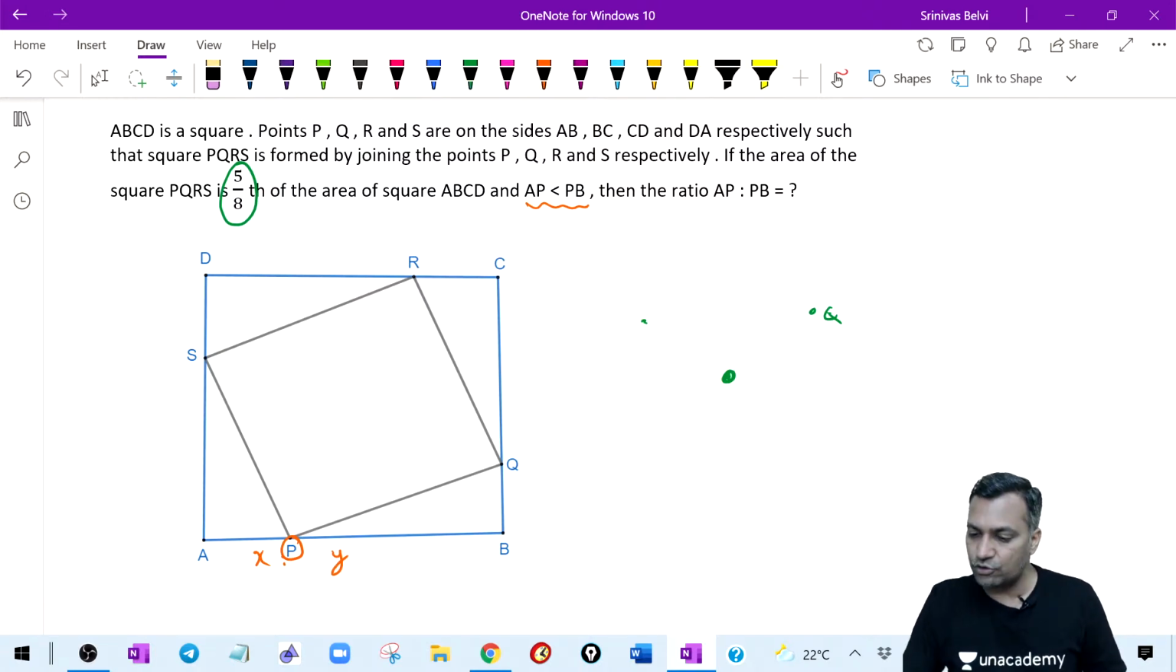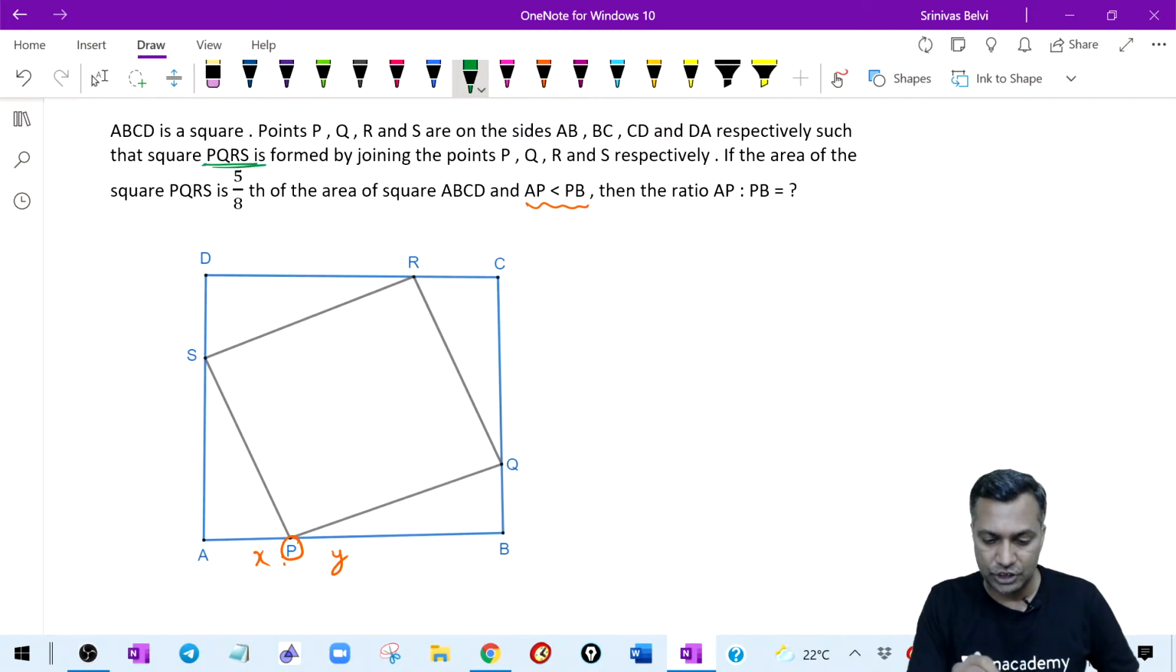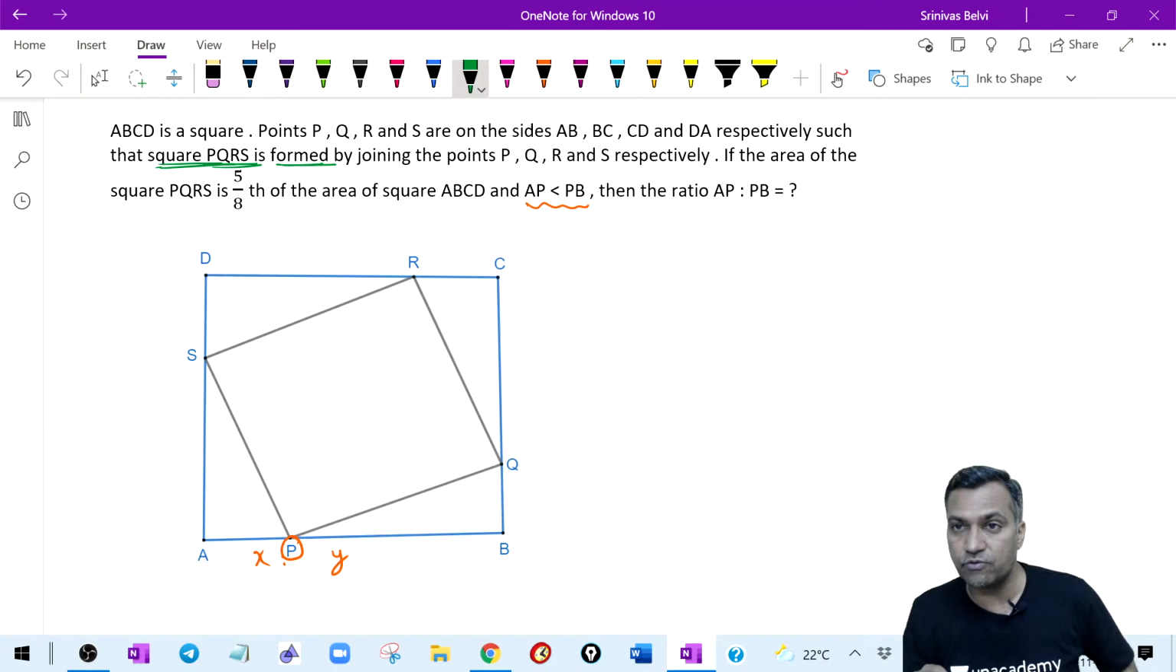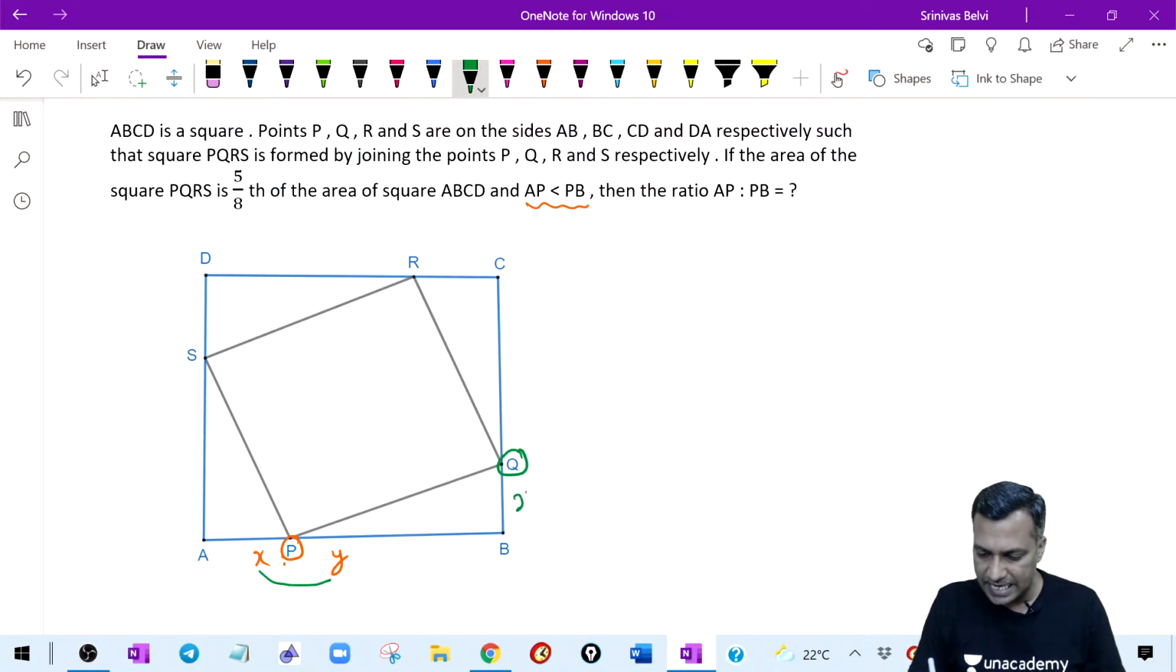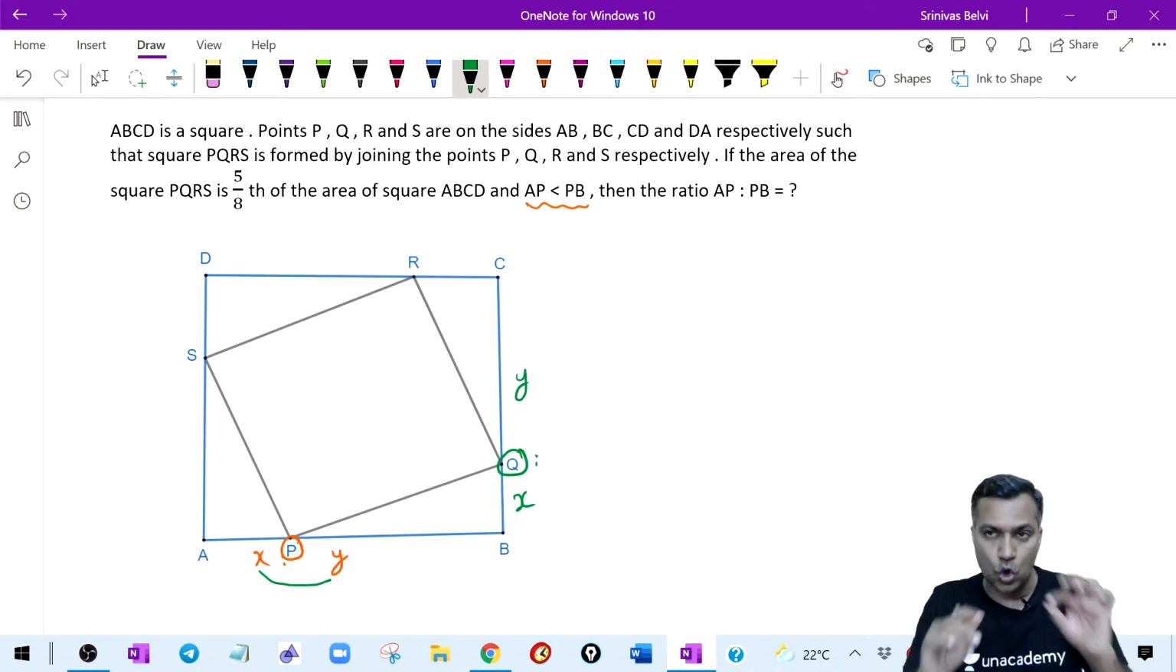But then I have to form another square. The onus is to form another square. You have to take PQRS in such a way that it ends up forming another square. So what do I do on this? If you maintain a ratio of x is to y, mark a point Q here, maintain the same ratio, don't change the ratio.